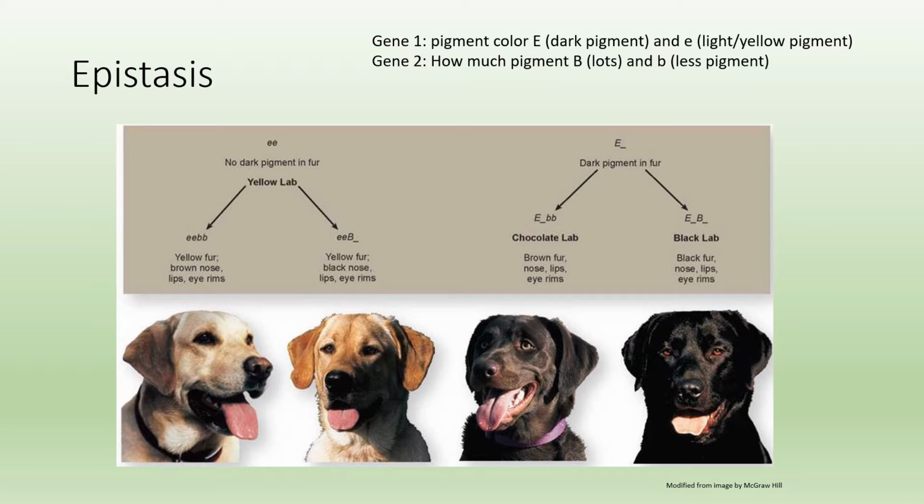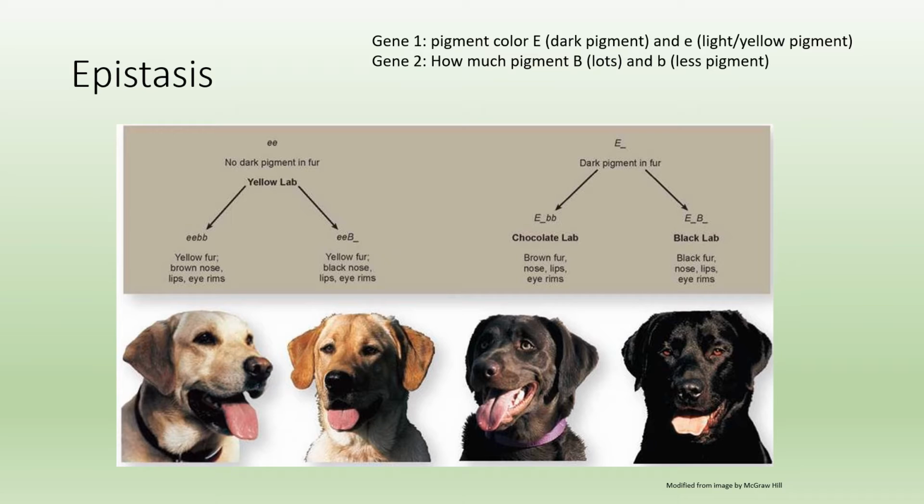When we look at the dark labs, the difference between a chocolate lab and a black lab depends on a second gene. And that gene has 2 alleles that determine how much pigment is made. The dominant form makes the most pigment. 2 copies of the recessive and you make less pigment. So if you've got the dark pigment and a lot of it, you're a black lab. Dark pigment, not as much, chocolate lab. Light colored pigment, well, you're a yellow lab either way.